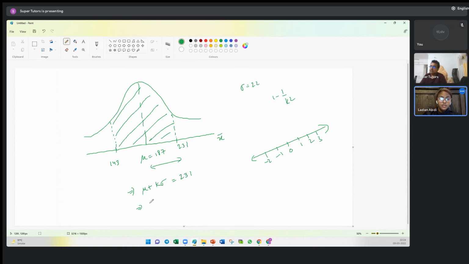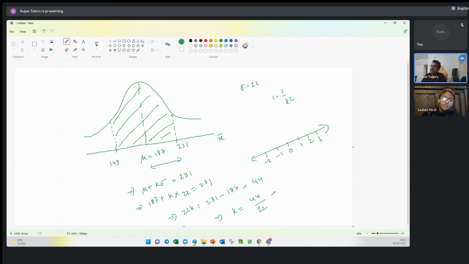So 187 plus k multiplied with sigma, which is 22. So can I say 22k is equal to 231 minus 187, just taking the 187 to the right hand side? It will come to 44 if you do the math. So if 22 times something is 44, then that is nothing but 44 divided by 22. Something multiplied, when it comes to the right hand side, becomes division.